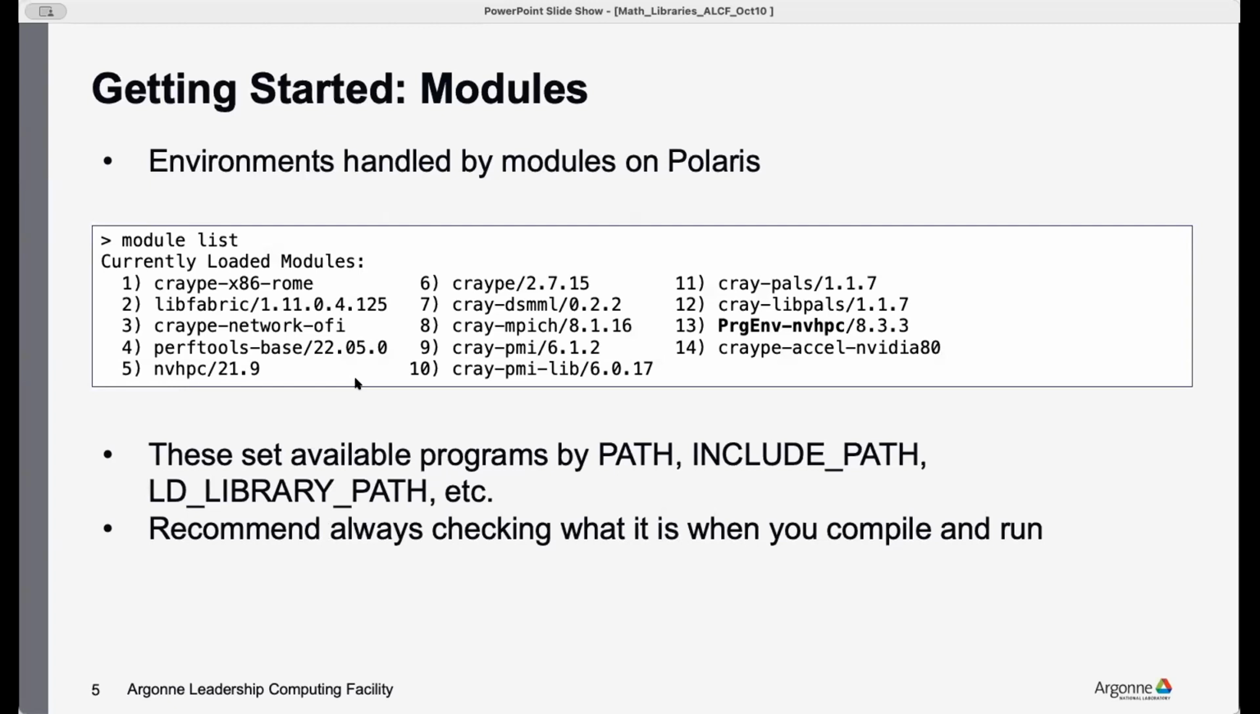So, just environment modules again. These are handled by modules on Polaris. Shown here, you can see what you have with the module list. The default is shown in bold. The modules are important because they basically set your path, include path, library path, etc. So the modules you have loaded impact what is linked in and what programs you can see. We just recommend always checking what your module list is, both when you compile and run.